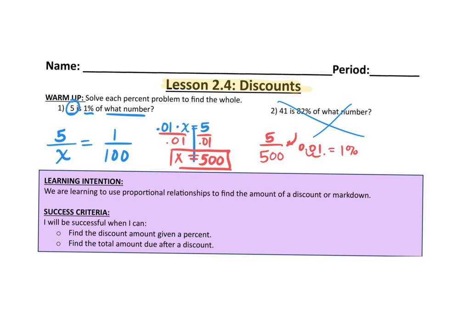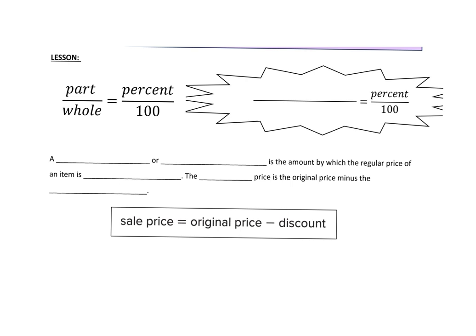So in today's lesson, we are going to be learning about discounts, okay? Or another word for that is markdowns. So by the end of today, hopefully you can find a discount amount if I give you the percent, and you can find the sale price after a discount. All right, so first thing, we're going to be talking about discounts. So let's fill this in first. So a discount or markdown, that's just another word for it because you're dropping the price, is the amount by which the regular price of an item is reduced.